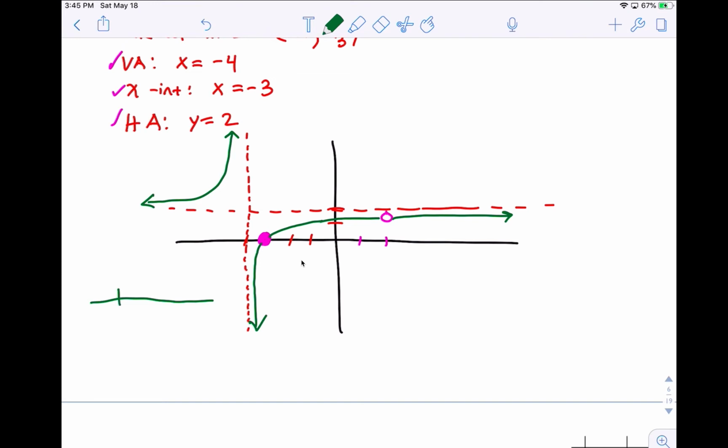So I would do -4, -3, and that's it. So if I plug values into my function, I would get a positive, a negative, and then a positive. Okay? So if you look at how I drew my graph, the y values go from being positive, which is up here, and then they're negative, and then once I get to -3, they're positive again. Okay? So if you have a hard time drawing the graph, you can always do sign charts with your vertical asymptotes and your x-intercepts.